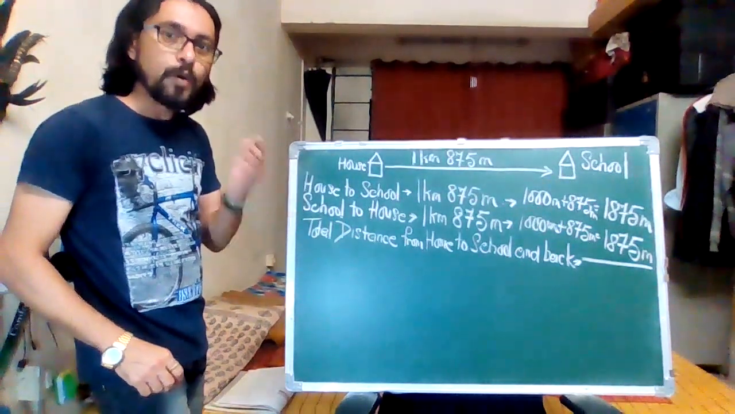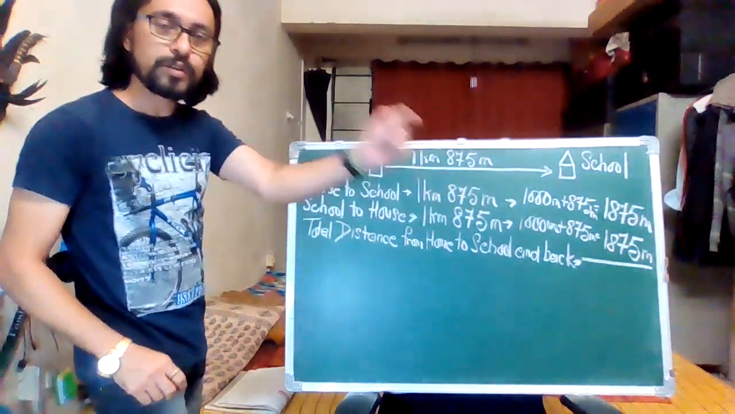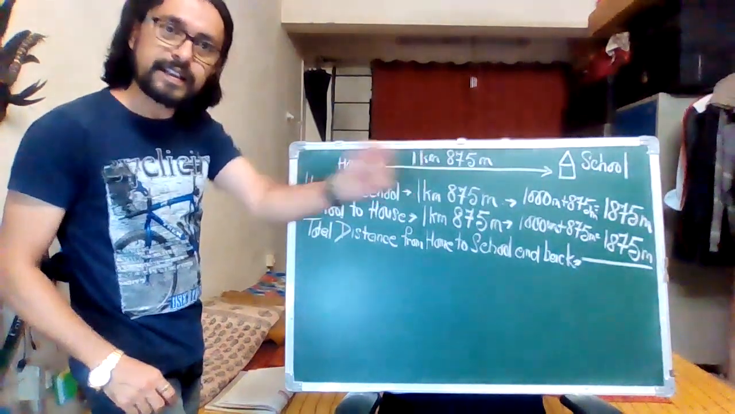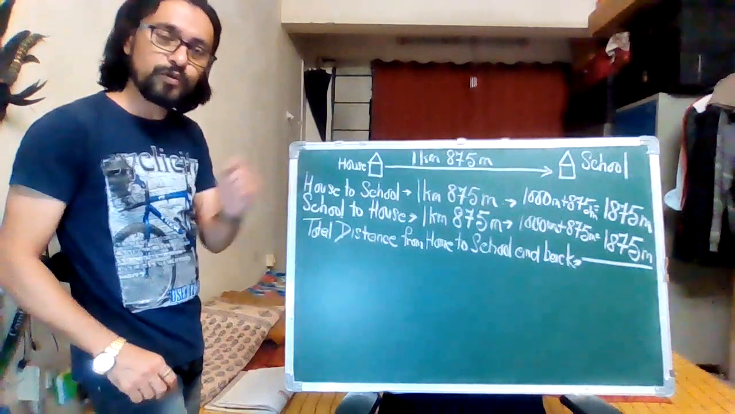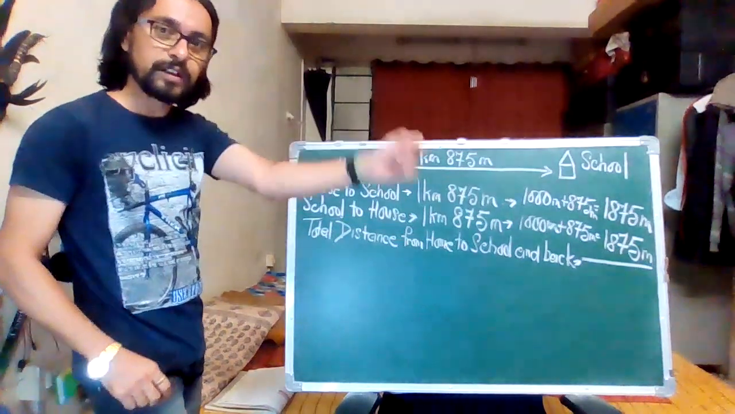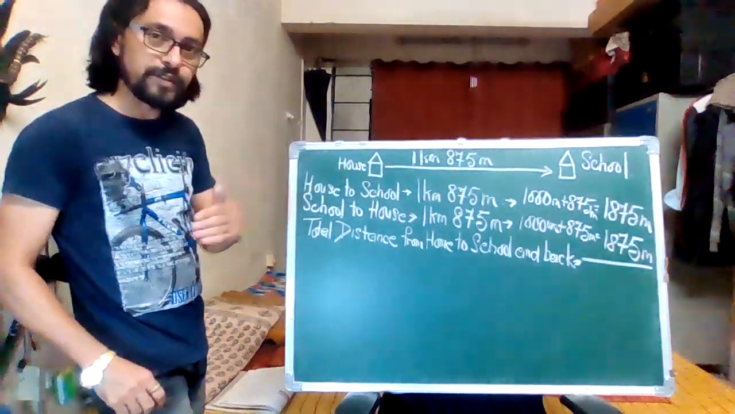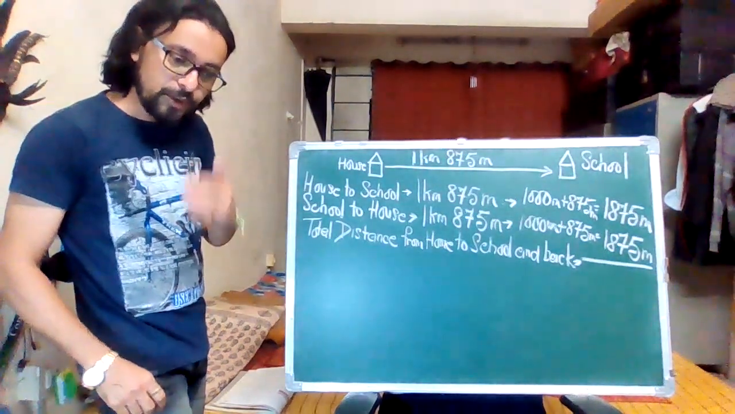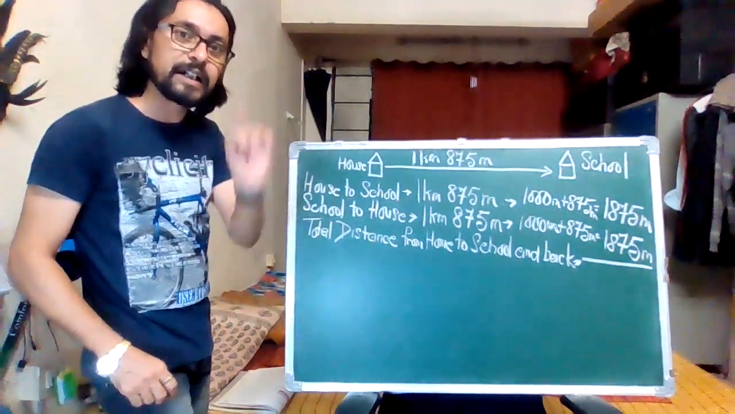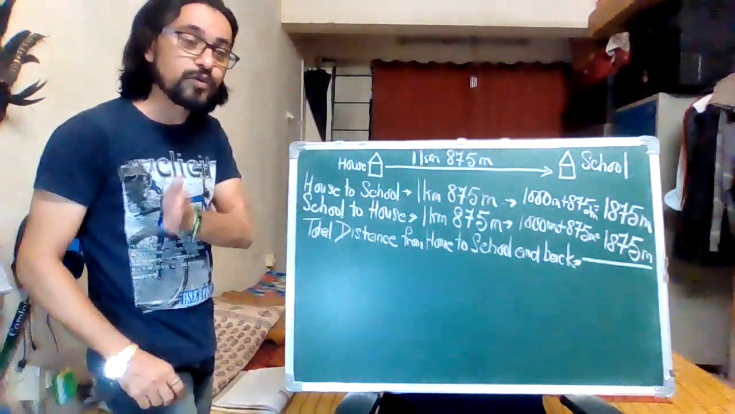So in one day, what is the total distance that she's covering? From school to house, house to school. Or house to school, school to house. That means the distance is the same from house to school and the school to the house. But when she goes from the house to the school, she has to go back from the school to the house. So 1,875 from house to school and 1,875 meters from school to house. When you add up both of them, that is the total distance that is being covered by her every day. She walks that many meters every day from house to school and school to house.